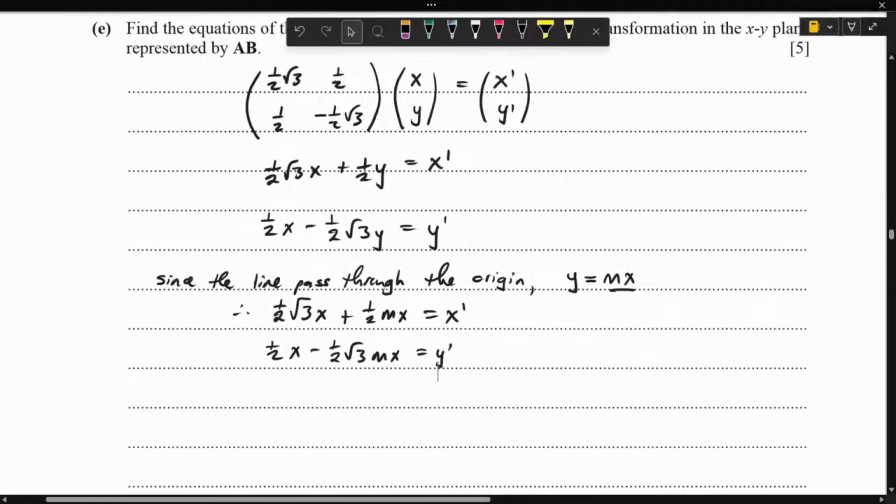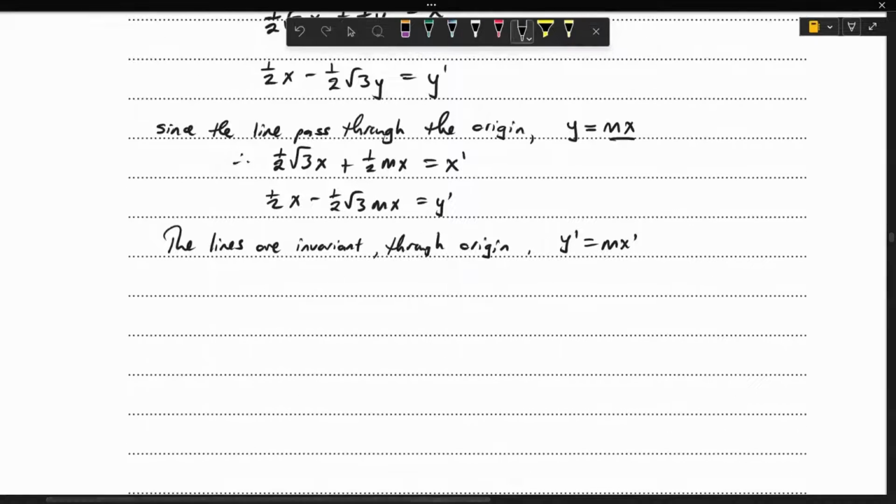Again, we're going to consider that on the image, since the lines are invariant and they're passing through the origin, y dash should also be equal to m of x dash. So for y dash, that's half x minus half root 3 of mx. That's equal to m of x dash, which is half root 3 of x plus half mx. So that's what we are having right here.